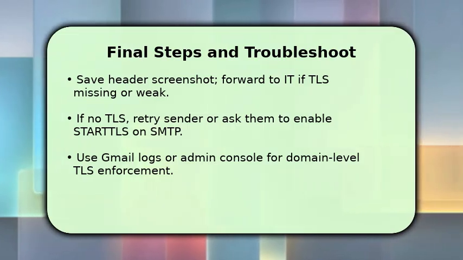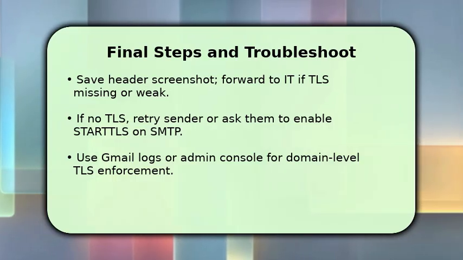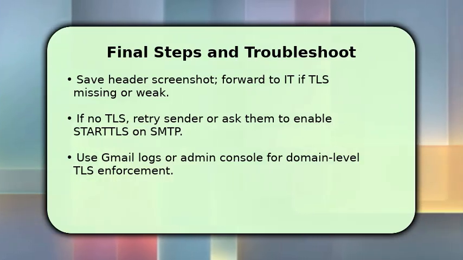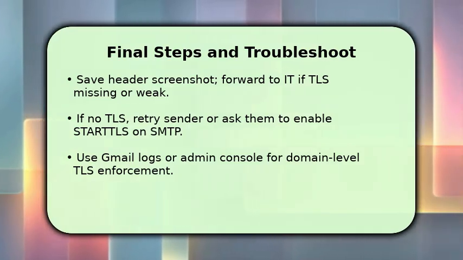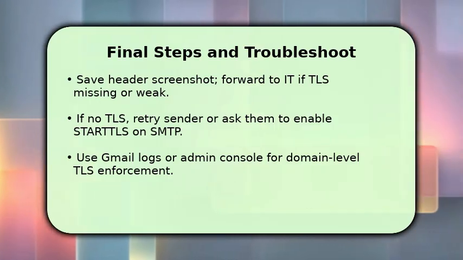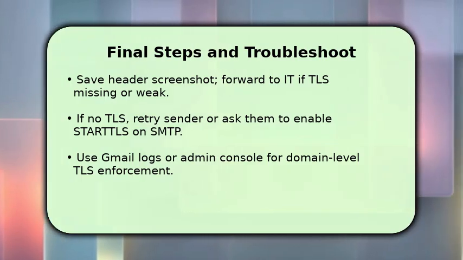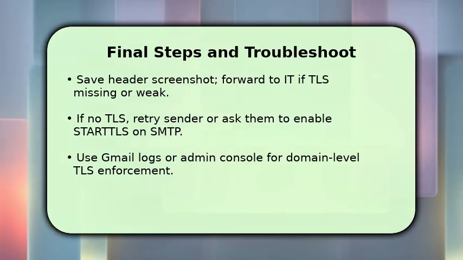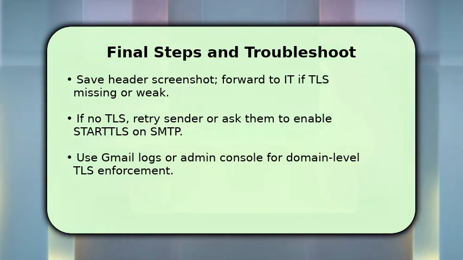If TLS indicators are absent or the cipher is weak, ask the sender to enable or update STARTTLS on their SMTP server and resend. Intermittent relays can downgrade encryption. Once done, forward the evidence to your IT or domain admin so they can enforce TLS on outbound/inbound routes via MTA policies. A key troubleshooting tip: if headers show no TLS, check the sending server's SMTP logs for handshake failures.